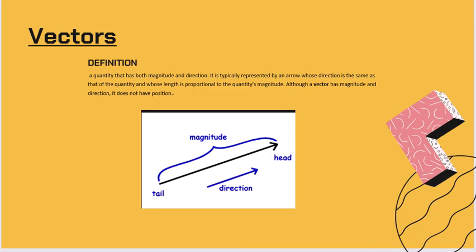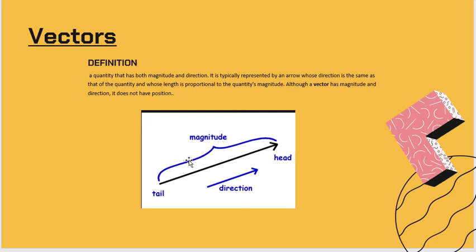So, vectors. A quantity that has both magnitude and direction is typically represented by an arrow whose direction is the same as that of the quantity and whose length is proportional to the quantity's magnitude. Although a vector has magnitude and direction, it does not have position. So based on our graphical representation, vectors are geometric representations of the magnitude and the direction.